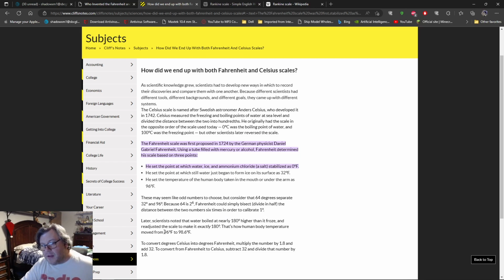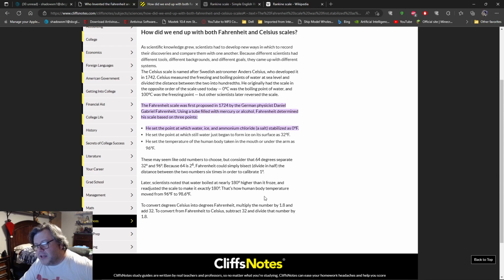All right. Now, we've already covered that. Water boiled 180 degrees higher than it froze, and it readjusted the scales to make it exactly 180 degrees. Of course, we know that it's a different temperature in Celsius, but that's the point.